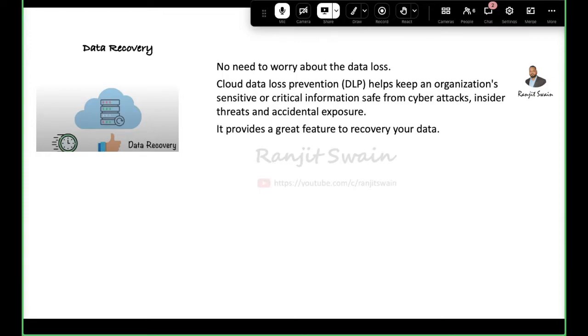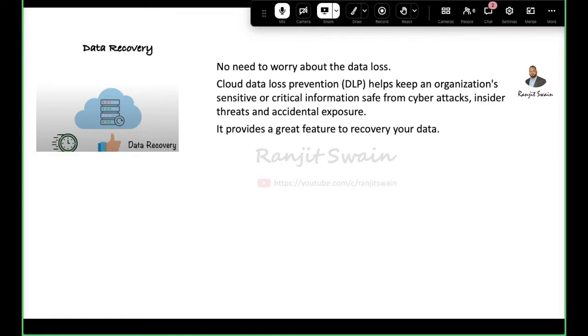Sorry to interrupt you, Ranjit. One question I have. So this DLP, data loss policy, is it vendor based, or do they have some international standard? It will be an international standard. It is not vendor based. It will be an international standard. Everyone has to follow the same policy.